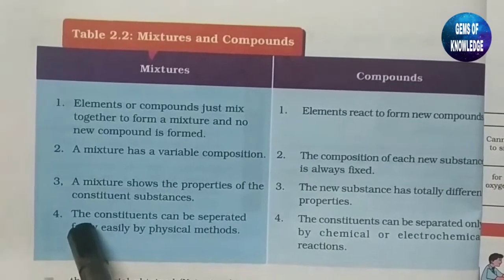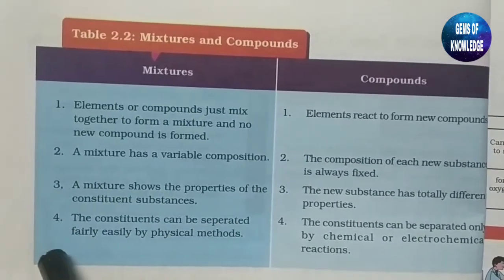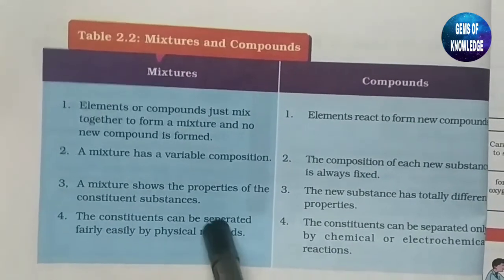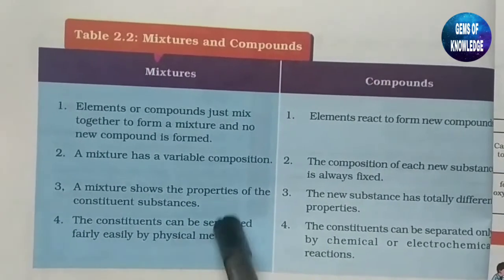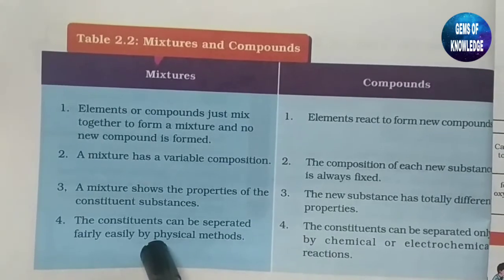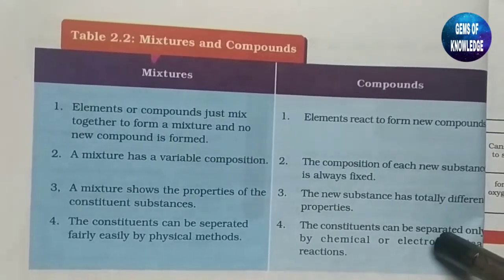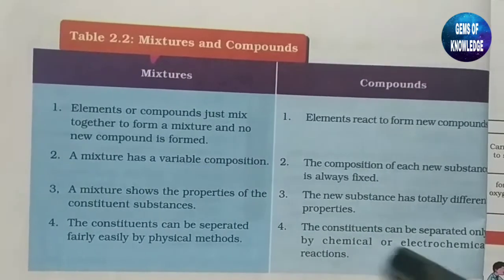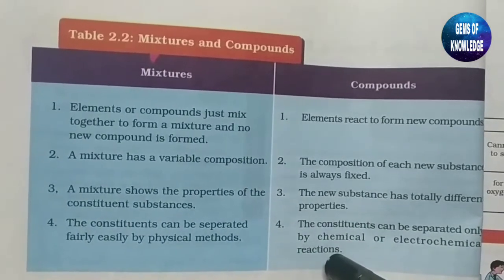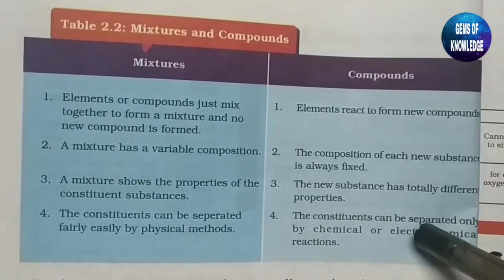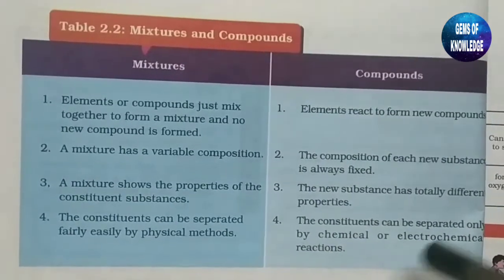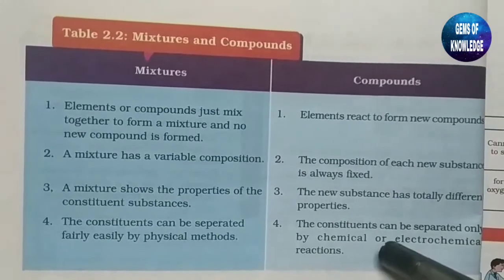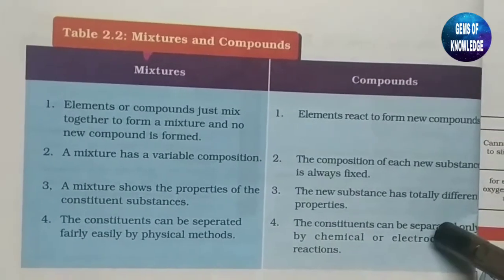Okay. Then the constituents can be separated fairly easily by physical methods. So in the case of mixtures, we can separate the particles by physical methods. Whereas in this case, the constituents can be separated only by chemical or electrochemical reactions. Either we can treat them chemically and separate them, or by using electrochemical reactions. By providing electricity, we can separate them.